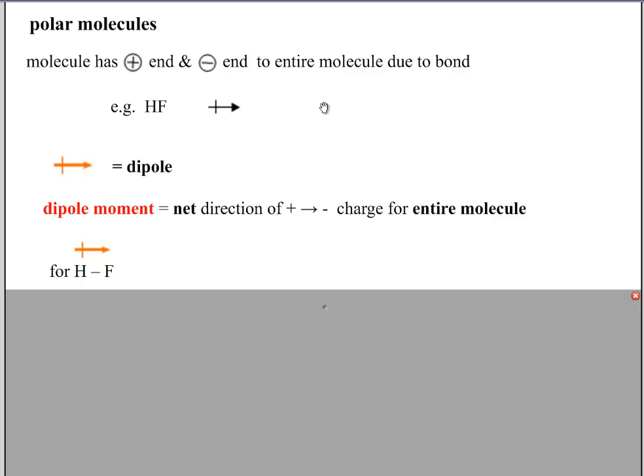So hydrogen fluoride is easy. There's only one bond, and so the dipole and the dipole moment are the same. We can measure this. They have devices for measuring dipole moments. And for water, it gets a little more complicated.